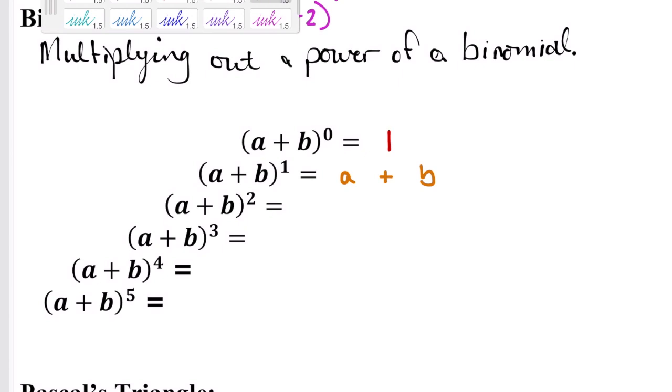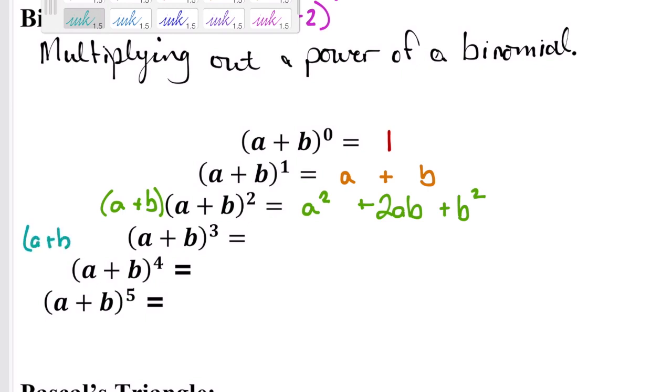When we do a plus b squared, remember we're multiplying it by another a plus b. So multiplying that out, we would get a squared plus 2ab plus b squared. Doing the same thing for a plus b cubed, we would have 2 of these that we're multiplying with that third. So if we were to multiply that out, we would have a cubed plus 3a squared b plus 3ab squared plus b cubed.